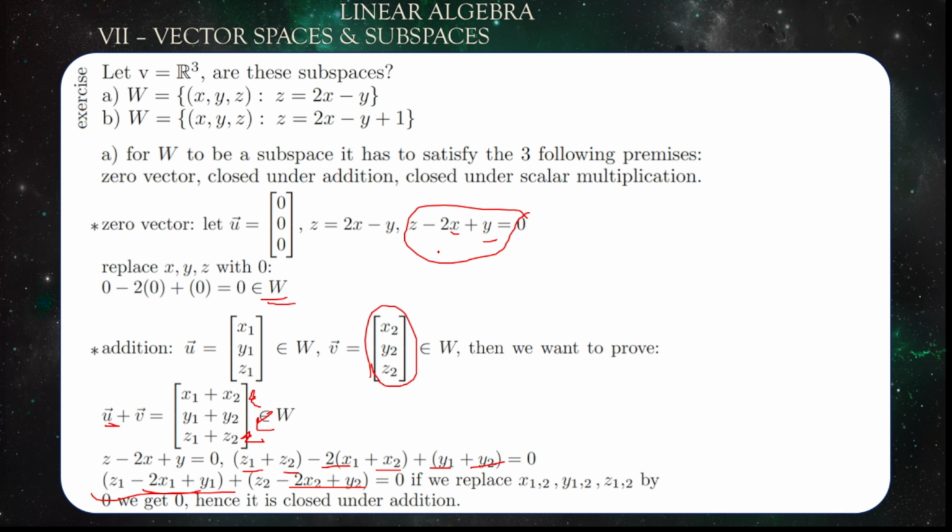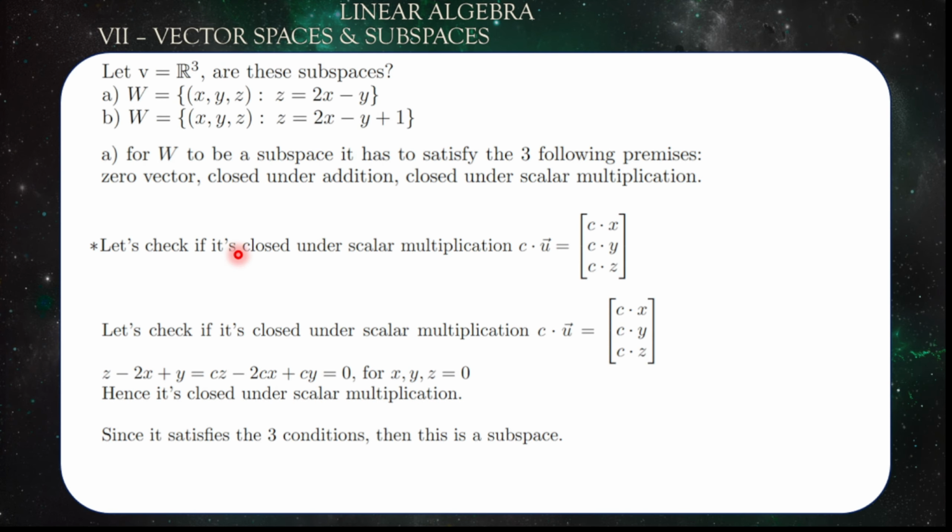So u, with x1, y1, z1, is equal to 0 when you replace it within this equation. And v, which has the arguments x2, y2, z2, when you replace them within the equation, you get 0 as well. So for u plus v, you replace x, y, z with x1 plus x2, y1 plus y2, z1 plus z2, and you get 0 also. So u plus v is equal to 0, hence it is closed under addition.